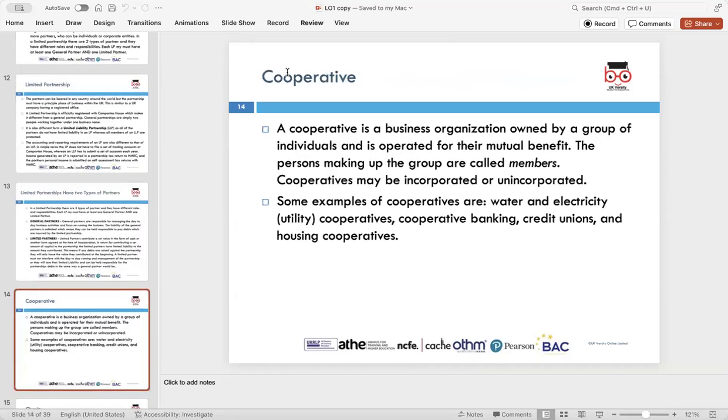Any questions so far, if anyone is there? Okay, so can anyone explain the term cooperative, if anyone is there?